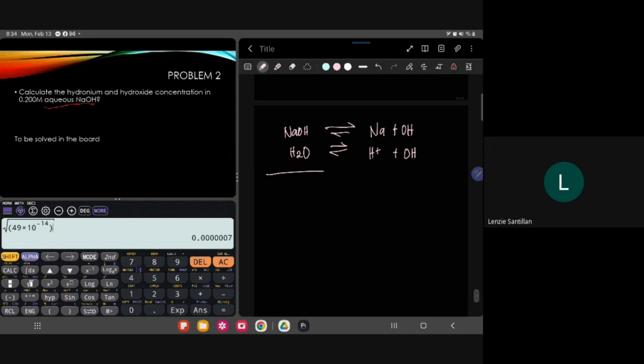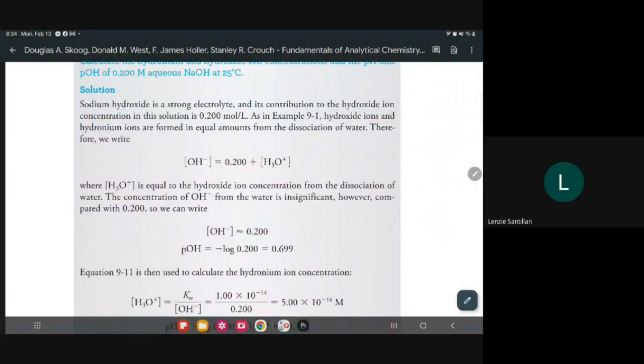So, ang given natin dyan ay 0.200 molarity aqueous NaOH. Ang pinapahanap is si hydronium at saka si hydroxide. So let's go back dun sa ating explanation. So sodium hydroxide is a strong electrolyte and its contribution to hydroxide ion in dissolution, ang sabi daw is 0.200 molarity. Diba sabi ko, molarity can also be mole per liter.